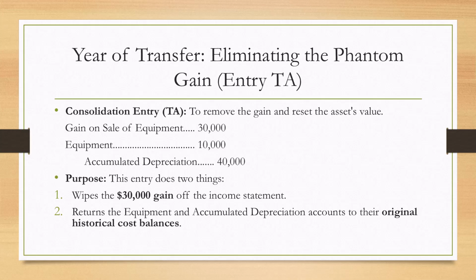Second, we must reset the asset's value on the balance sheet back to its true original historical cost. We debit equipment for $10,000 and credit accumulated depreciation for $40,000 to restore the accounts to what they were before the internal transfer ever happened.